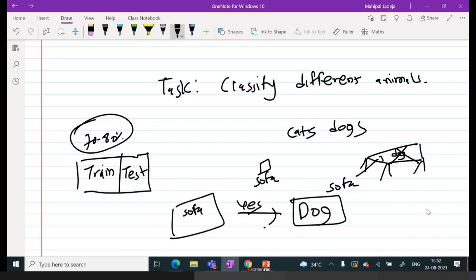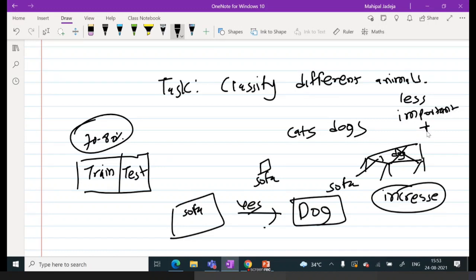So after a few epochs, what will happen? Your training accuracy will increase, because you are doing this cheating. You are just saying whether a sofa is present or not. If a sofa is present, then you will straight away give the output that the image is of a dog, right? So that means your system is focusing on less important or tiny features which are not at all important with respect to our problem statement.